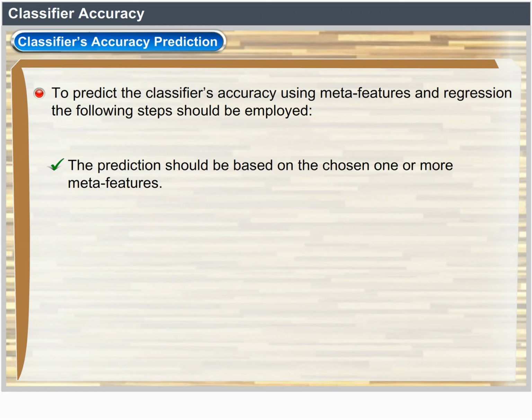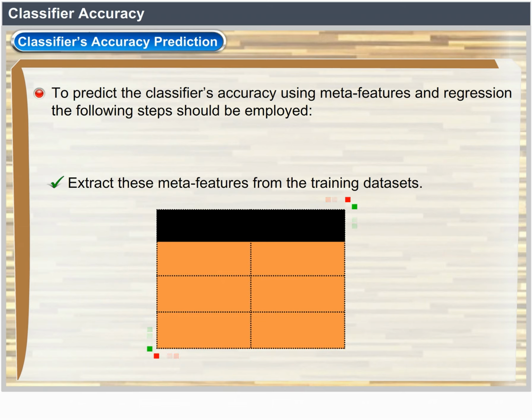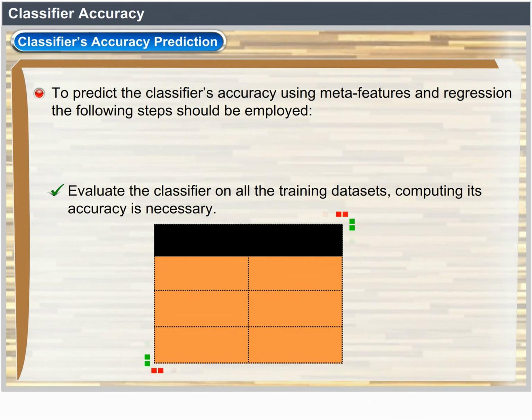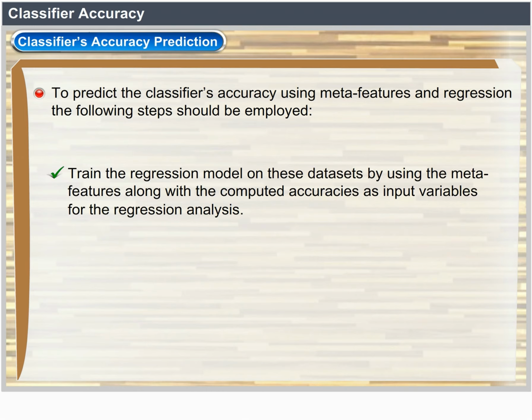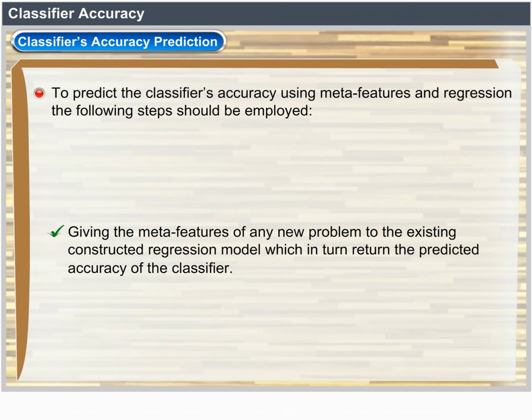Choose one or more meta features on which the prediction should be based. Extract these meta features from the training datasets. Evaluate the classifier on all the training datasets, computing its accuracy. Train the regression model on these datasets by using the meta features along with the computed accuracies as input variables for the regression analysis. Giving the meta features of any new problem to the constructed regression model, the model will return the predicted accuracy of the classifier.